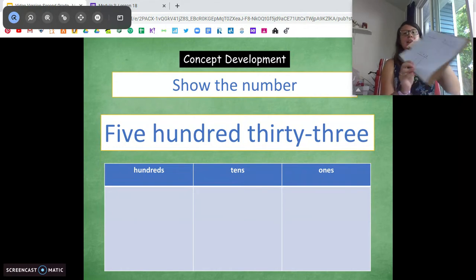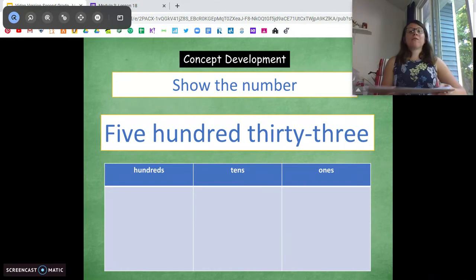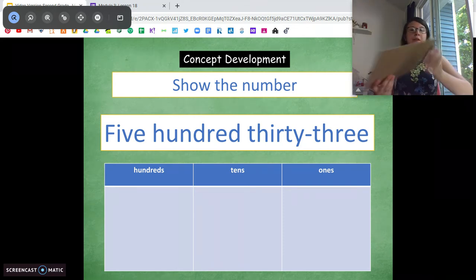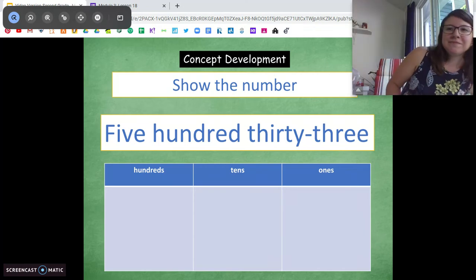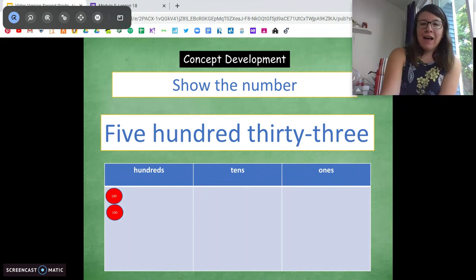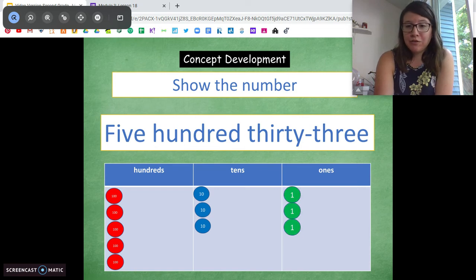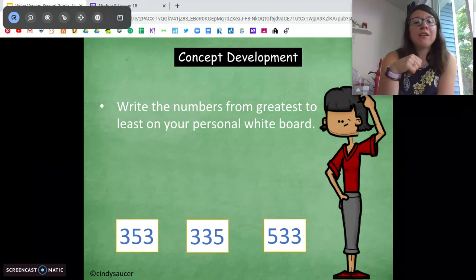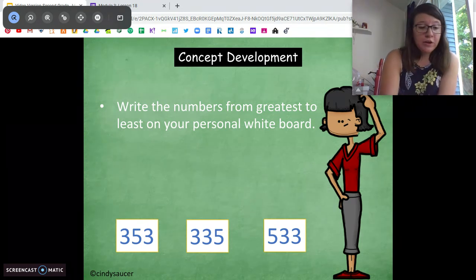On your last place value chart, I am not going to read this to you. You read this number in word form and make it on your last place value chart. Pause video, do that now. Got it? Okay, this says 533. 530, it's 3 tens, 3. 533. Awesome. So our 3 numbers are 353, 335, 533.